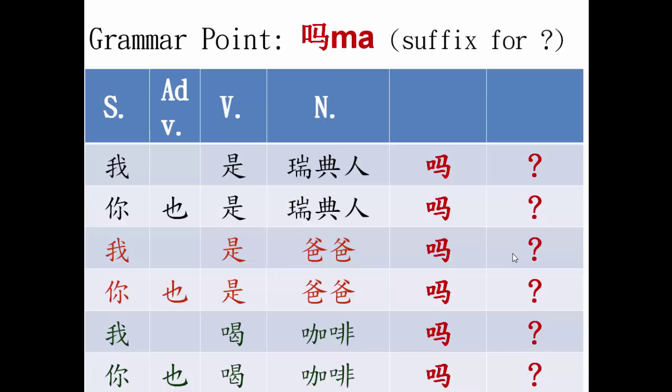Okay, now last part. 吗 is the suffix for question sentences. Let's see. 我是瑞典人. If I just stop here, 我是瑞典人, it means I am Swedish. But if I put 吗 at the end of the sentence, then it becomes 我是瑞典人吗? It becomes Am I Swedish? It's a question sentence, so we put a question mark here.